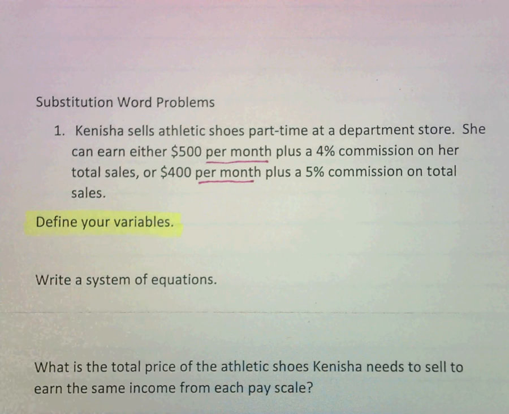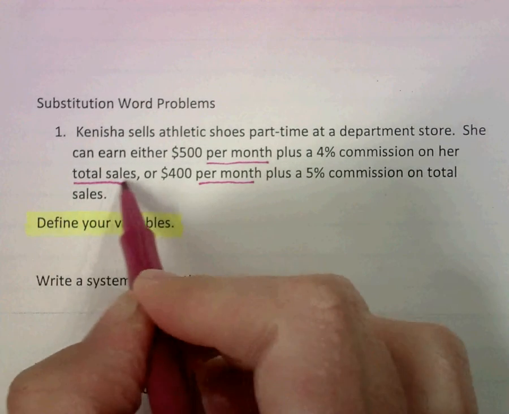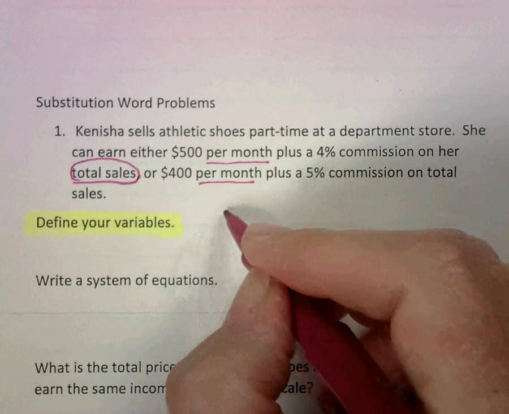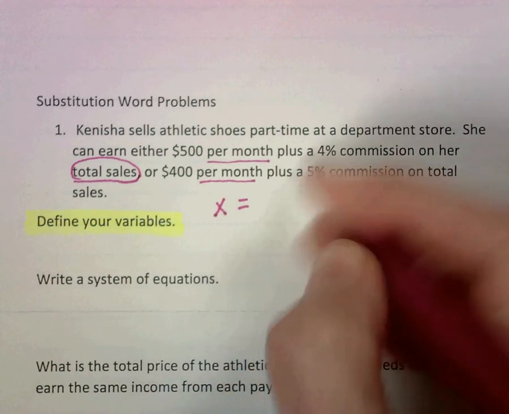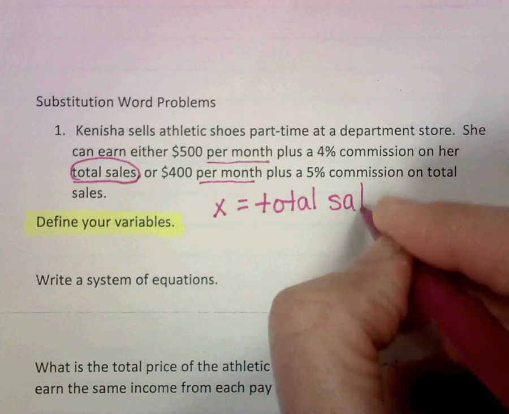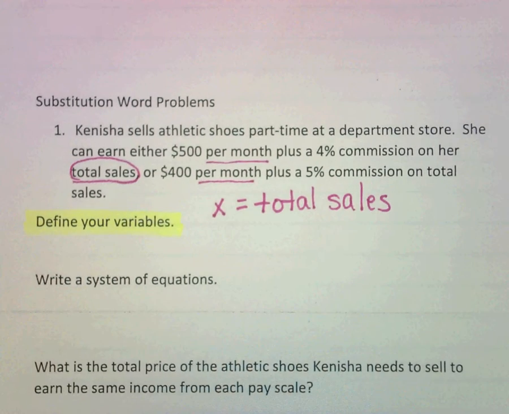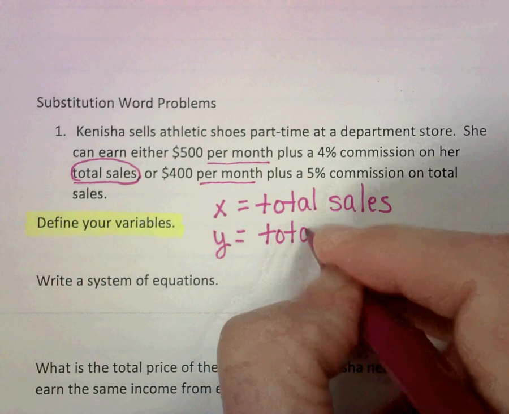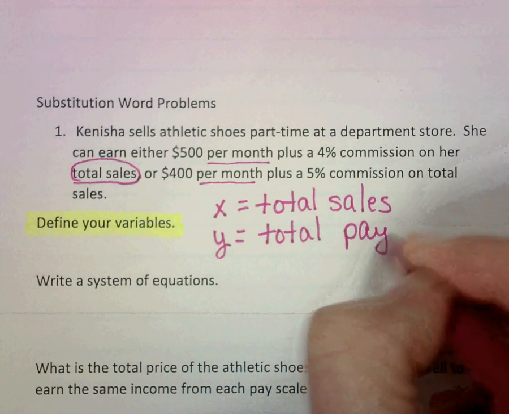We're going to assume that, Kenesha, we're just looking at 1 month's pay. So the month is not one of our unknowns. But what we don't know is the total sales, and we're trying to figure out how much she'll actually earn. So our variables here might be that X is the total sales, how much she actually sells, because that's usually what salespeople do. They earn commission on their sales. And then our Y is going to be her total pay, or how much she earns in 1 month.